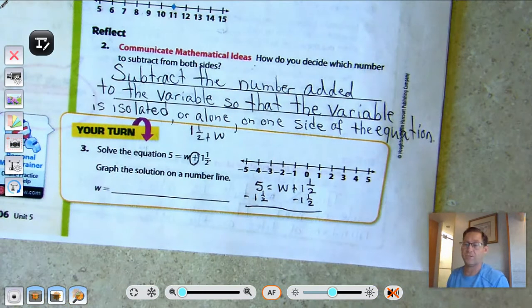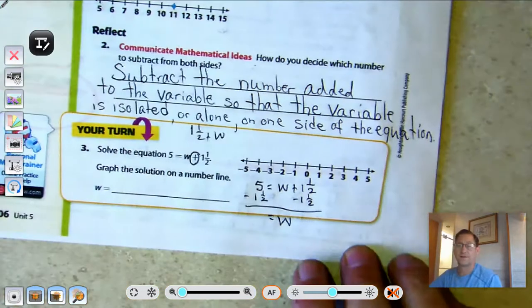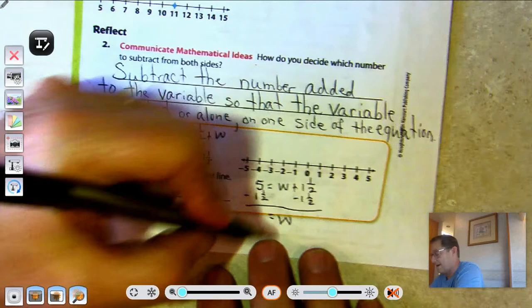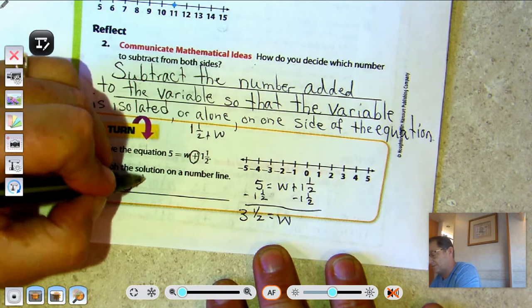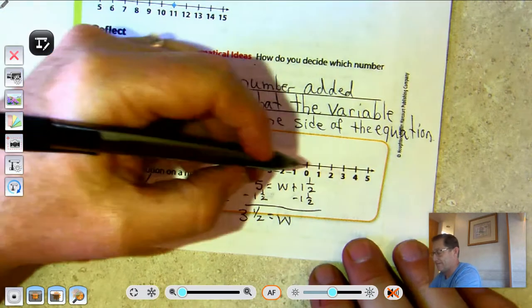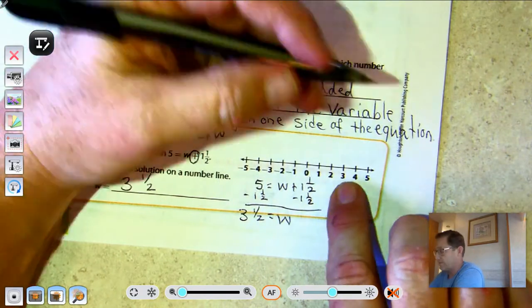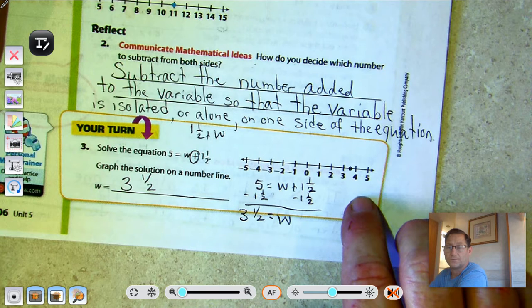Okay, 1.5 take away 1.5, that's 0, right? So that isolates w. And 5 take away 1 is 4, and 4 take away a half is 3.5. So we're saying the solution is 3.5. I don't see 3.5 on my number line, but I know it's going to be halfway between 3 and 4.